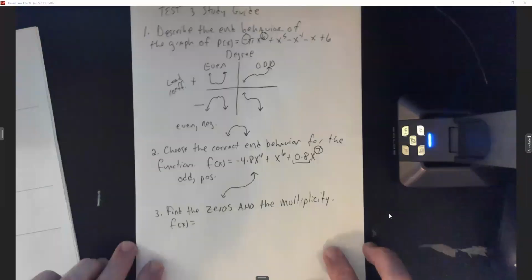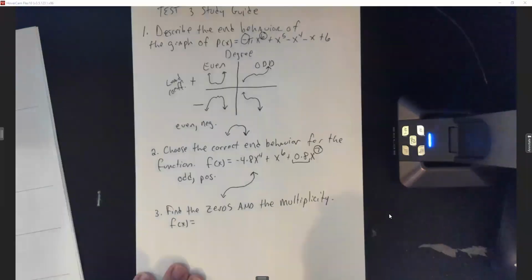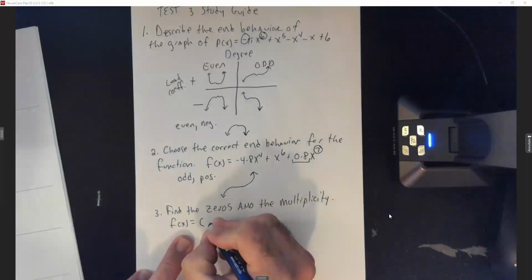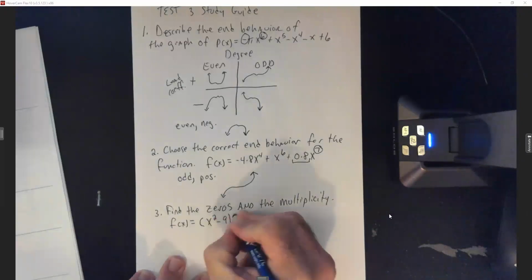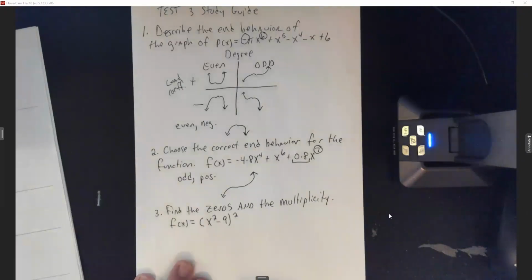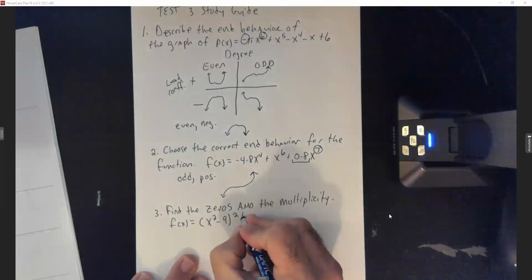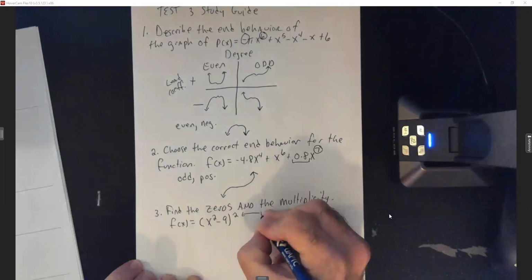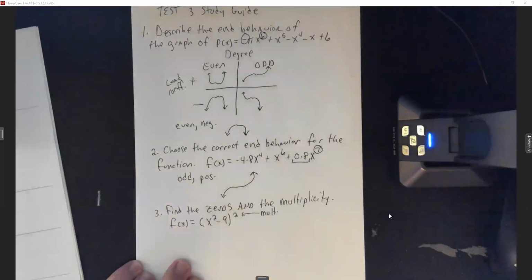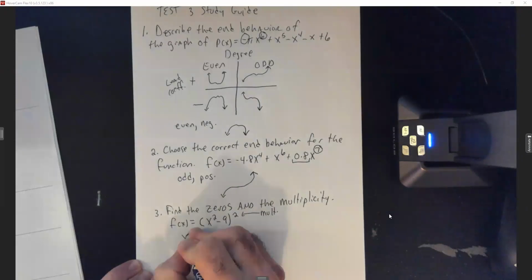All right, so we're going to find the zeros and the multiplicity. So they're giving me f of x equals parentheses x squared minus 9 to the second power. So I will say we know, remember, since that 2 is on the outside of my parentheses, that the 2 is going to be my multiplicity. So to find the zeros, I've got to take that x squared minus 9 and actually set it equal to 0.